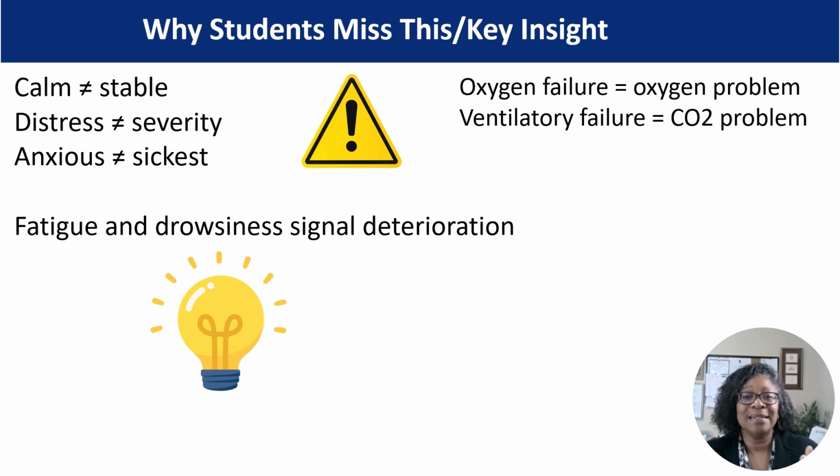Calm is not necessarily stable. Calm can actually be something serious. The distressed person may not be the most severe patient. If you're looking at which patient to prioritize to see first, you've got to look at the trends. You have to look at the labs. You have to keep assessing your patient, right? Because the big problem is that if they become drowsy, if they become quiet, if they look like they're losing their respiratory effort, these are signs of failure, not improvement.